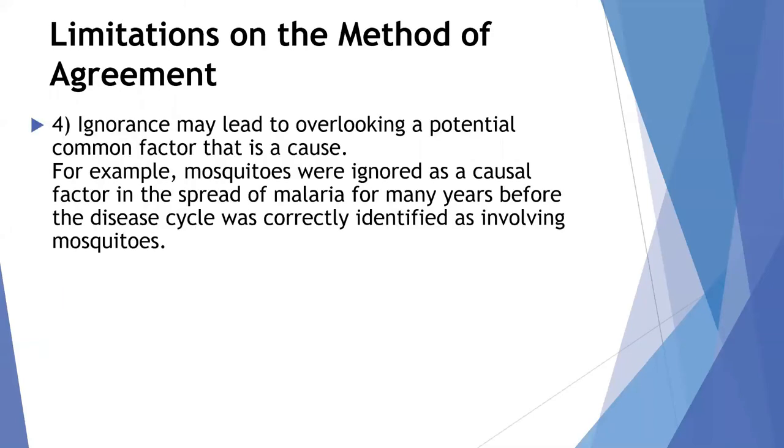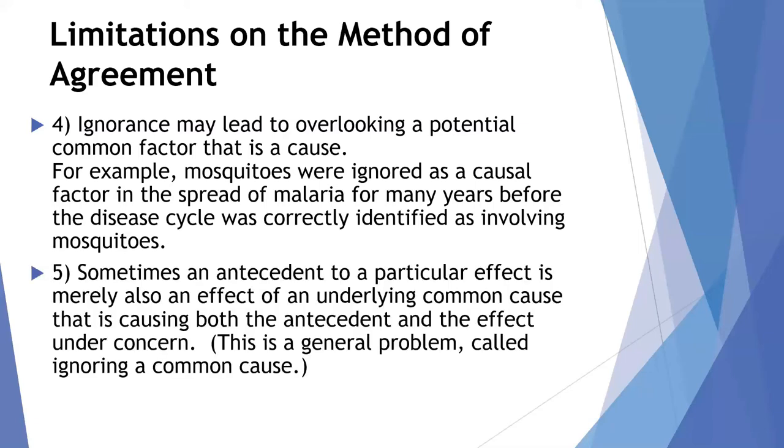A couple other limitations here. The ignorance might lead us to overlooking a potential common factor that's a cause. One case of this was when we were investigating malaria, and mosquitoes were ignored as a causal factor in the spread of malaria for years before we figured out that the disease cycle was involving mosquitoes, and so they were relevant to the spread of malaria. So it took that many years and kind of floundering in ignorance before we finally figured that one out.